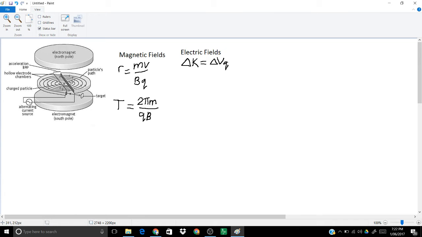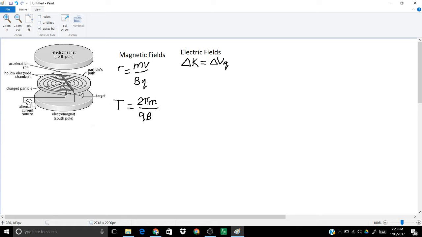But you also notice that they're spiraling outwards. What's happening between the Ds is there is an electric field. There is a magnetic field throughout that's causing them to go through in a circular path. But every time the charged particle crosses between the Ds, it will be accelerated by the electric field.